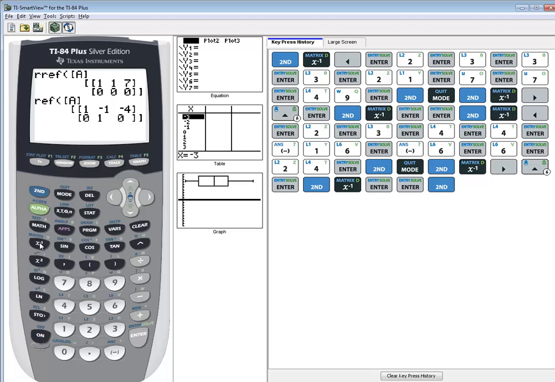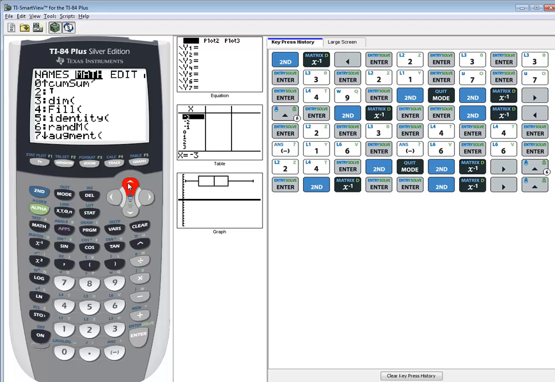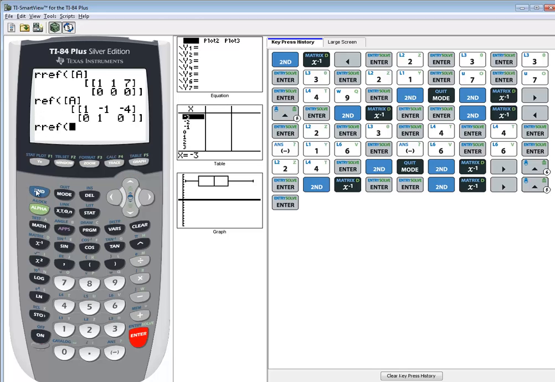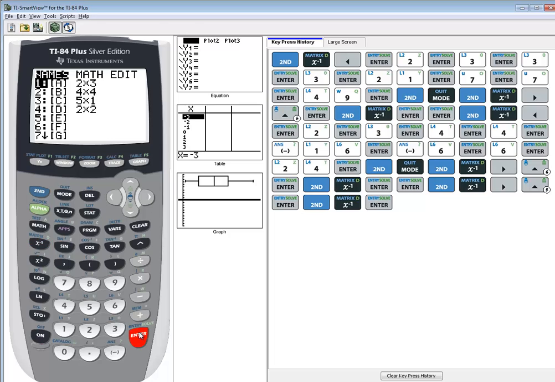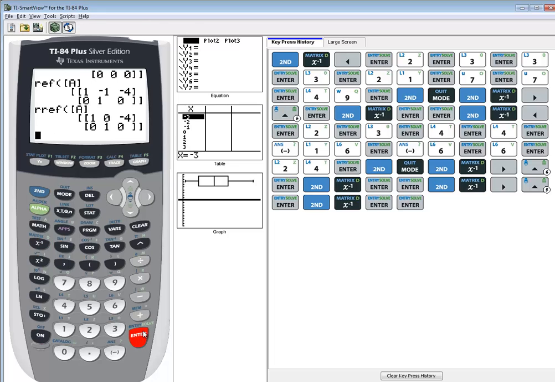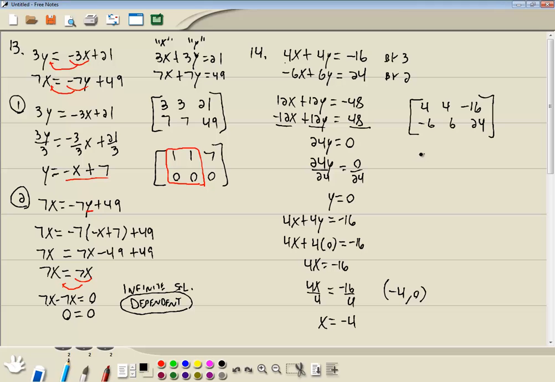Second, x negative 1. Go to math. Go to RREF, the one with 2 R's. And then I'll go back in the matrix menu. Do enter on A, enter again. So I got 1, 0, 0, 1, negative 4, 0. That looks better. Again, 2 equations, 2 variables. Your first 2 by 2 should be a diagonal 1, zeros everywhere else. That means it worked. This is x, and this is y. And so we end up with, again, the answer negative 4, 0.